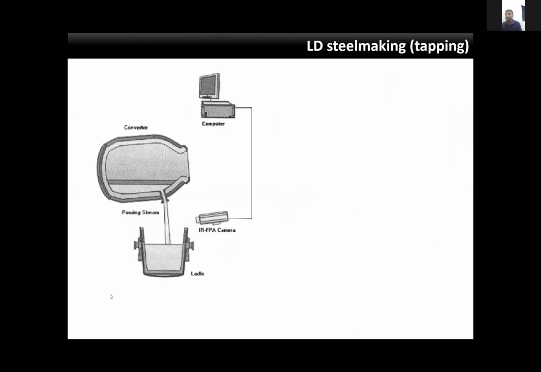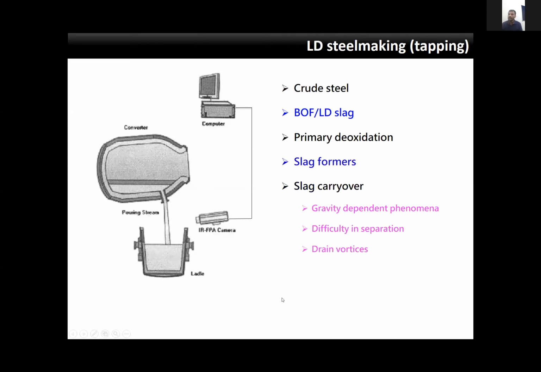Tapping is nothing but the transfer of liquid steel from the BOF or LD vessel to the ladle. So both are transfer operations. Teaming is also a transfer operation, and here it is also a transfer operation. Here the crude steel is transferred, and primary deoxidation takes place. Some additions will be done during tapping in the ladle, and we will add the slag formers. In addition, there is one phenomenon that happens: slag carryover. As I already told, the responsible entity for slag carryover is the vortex formation.